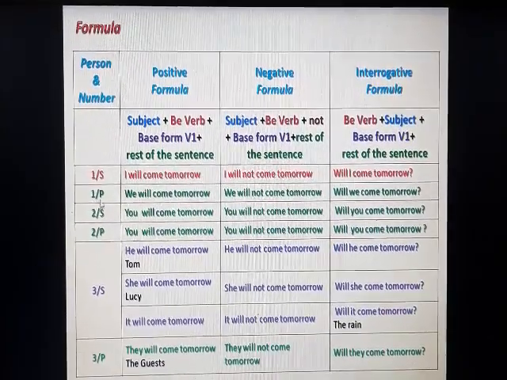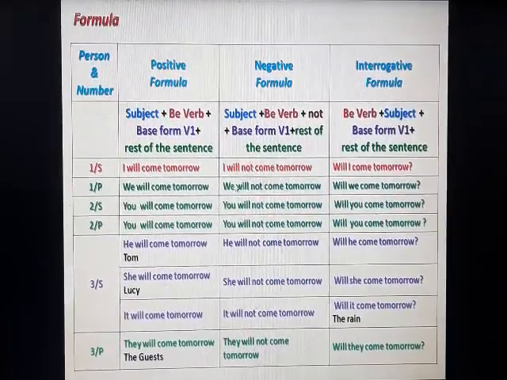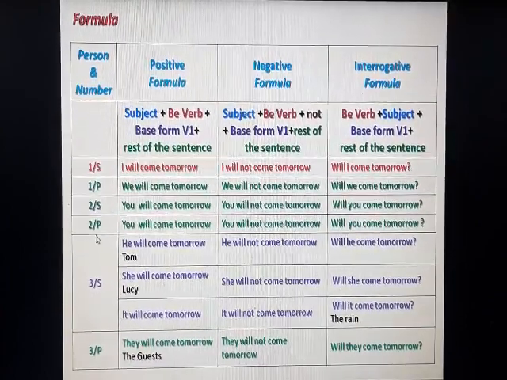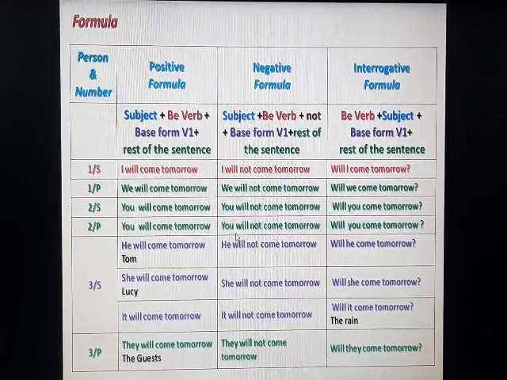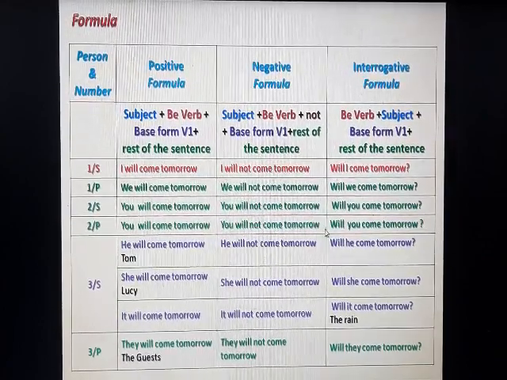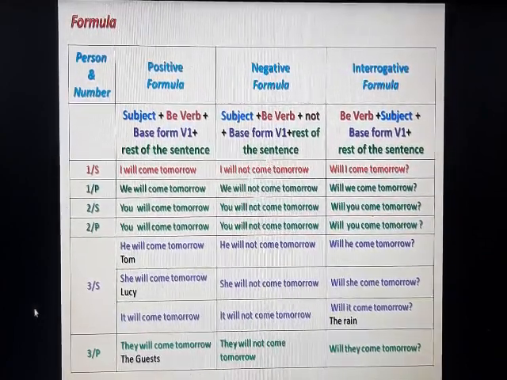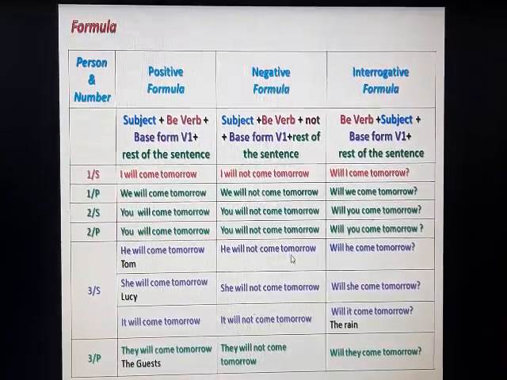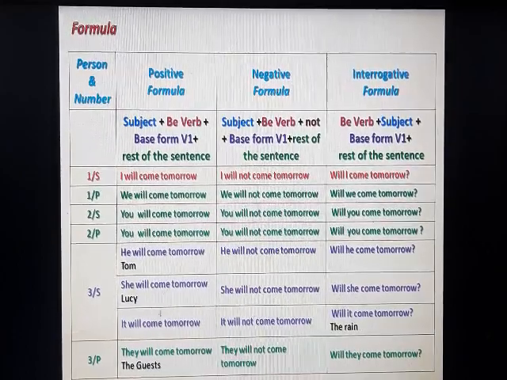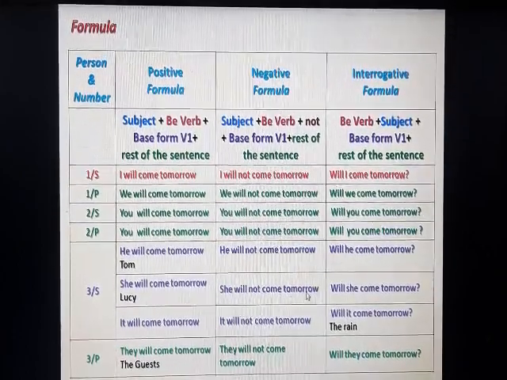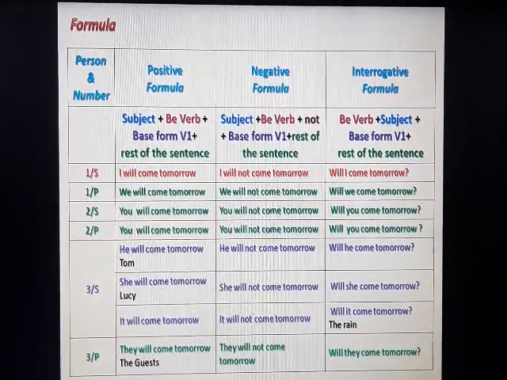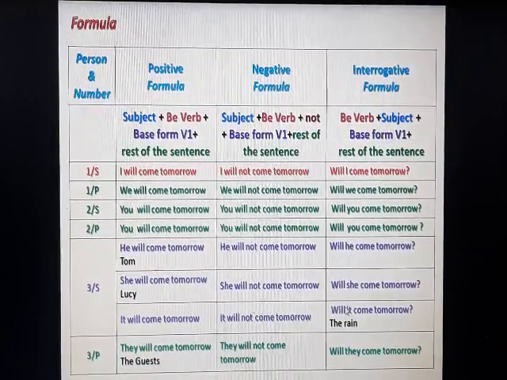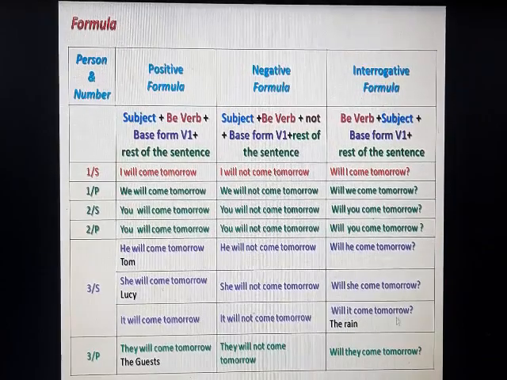Then in the first person plural, we will come tomorrow, we will not come tomorrow, will we come tomorrow? In the second person singular and plural, you will come tomorrow, you will not come tomorrow, will you come tomorrow? In the third person singular, he will come tomorrow, he will not come tomorrow, will he come tomorrow? She will come tomorrow, she will not come tomorrow, will she come tomorrow? It will come tomorrow, it will not come tomorrow, will the rain come tomorrow?